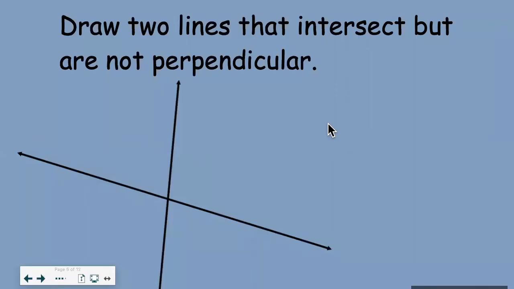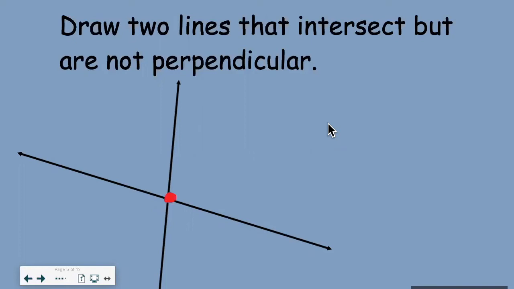Okay, so what I need you to do right now is to draw two lines that intersect but are not perpendicular. Pretty simple. Hopefully you're using a ruler to do that. Two lines that intersect that are not perpendicular. This is their point of intersection. Now I want you just to note how many angles are formed.